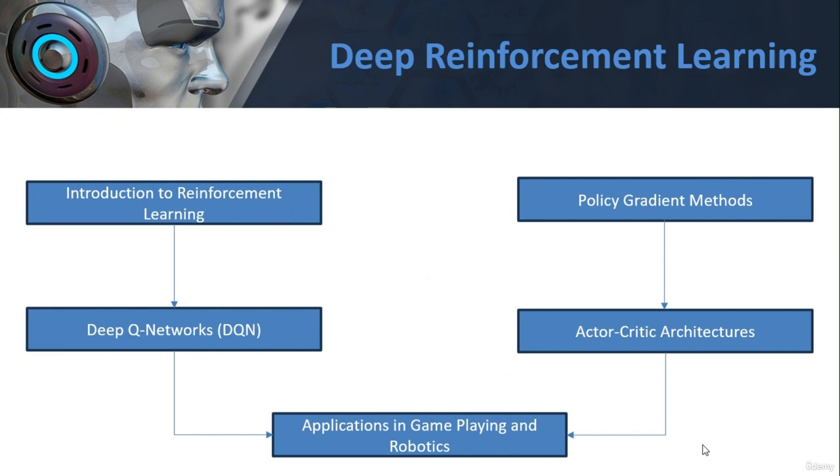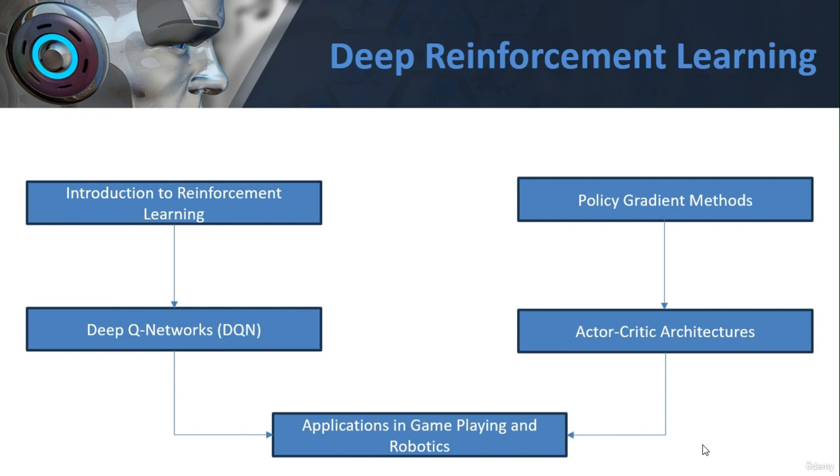Deep Q-networks, DQN, combine deep learning with reinforcement learning to achieve impressive results in games like Atari and Go. We explored the DQN architecture, the replay buffer, target networks, and experience replay. We discussed extensions like double DQN, dueling DQN, and Rainbow DQN, which address limitations and improve performance.